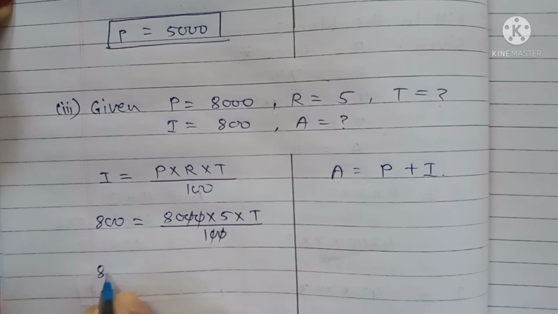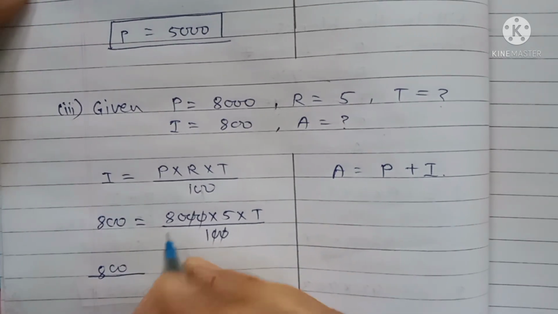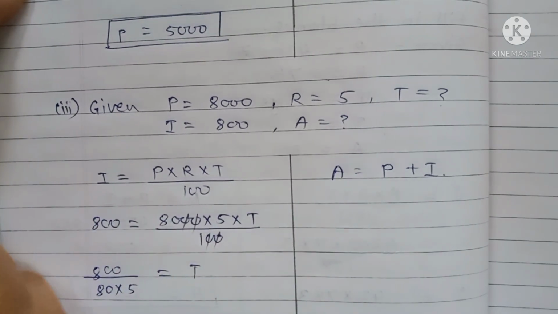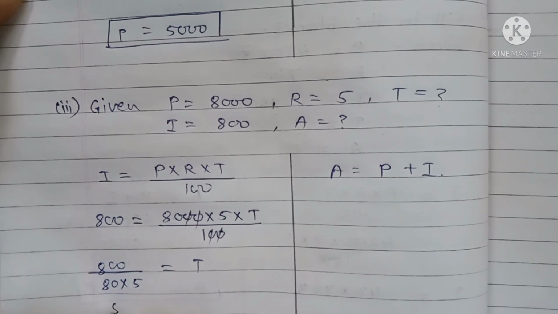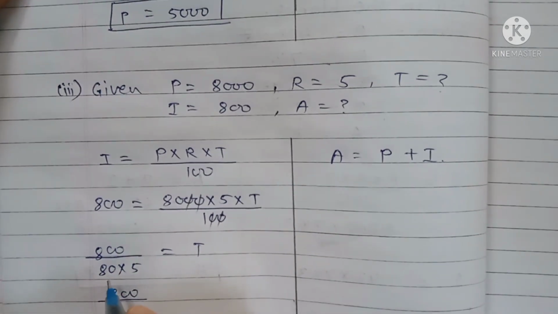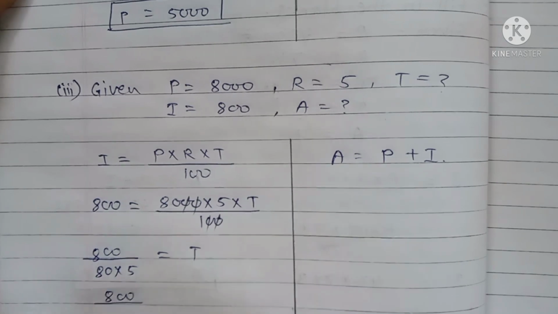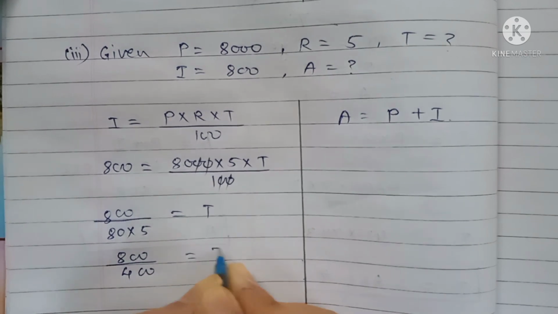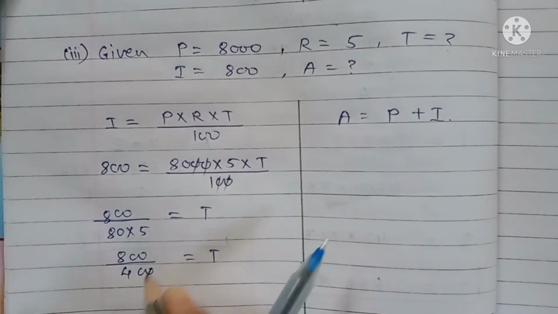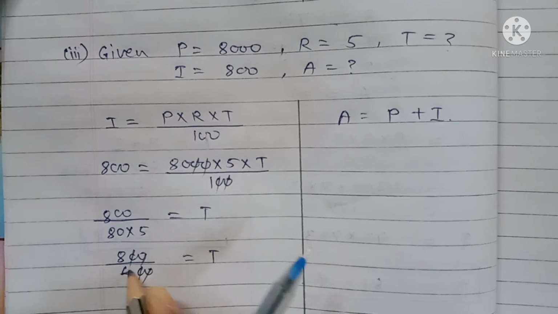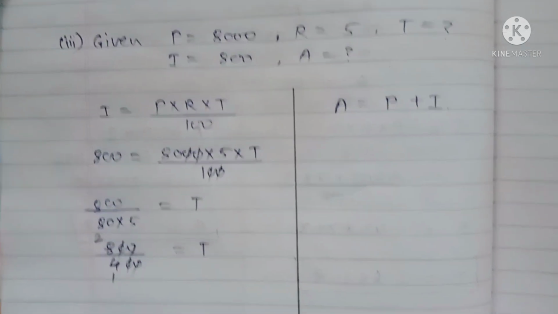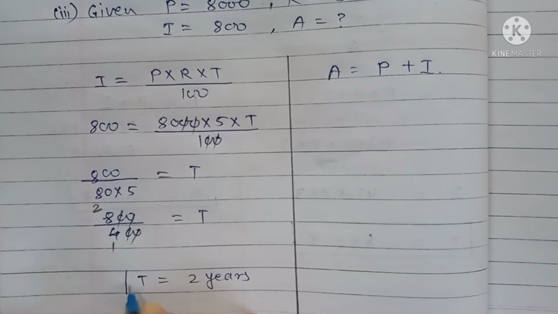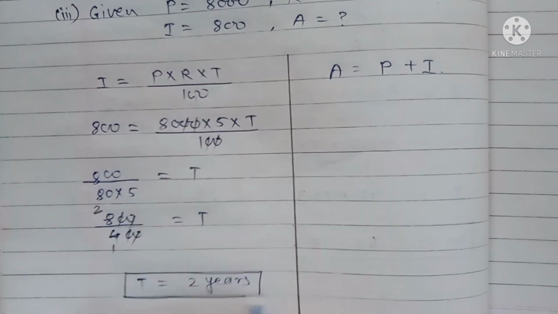Now 800 upon 80 multiply by 5 is equal to T. 800 upon 400 is equal to T. 0, 0 cancel. 4 1s are 4, 4 2s are 8. Means T is equal to 2 years. T is equal to 2 years.